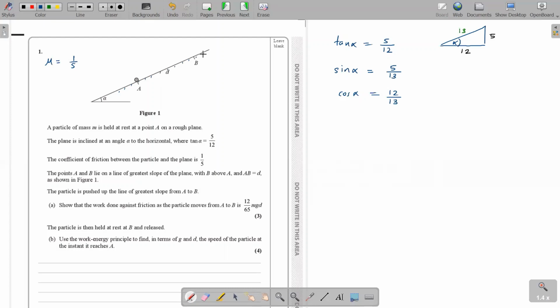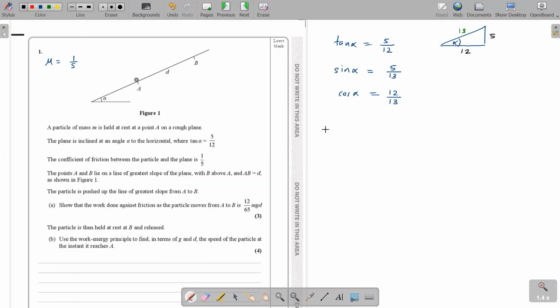Okay, so the points A and B lie on a line of greatest slope of the plane with B above A. The distance between A and B is d. Then they say show that the work done against friction as the particle moves from A to B is 12/65 mgd. Okay. So it's just 3 marks, right?